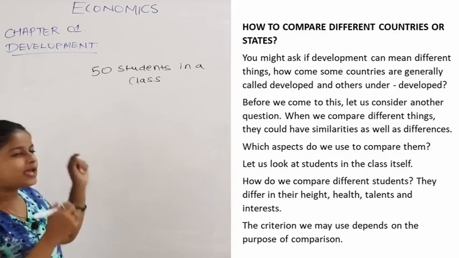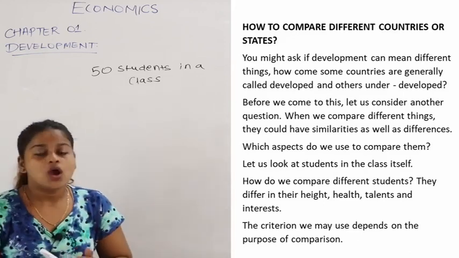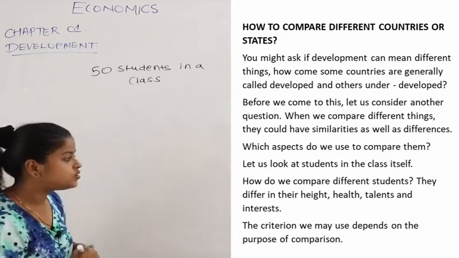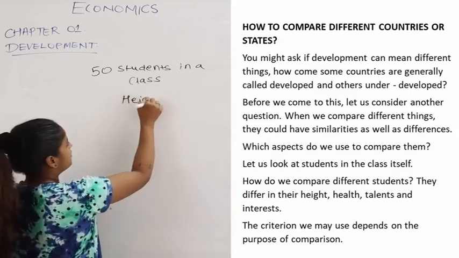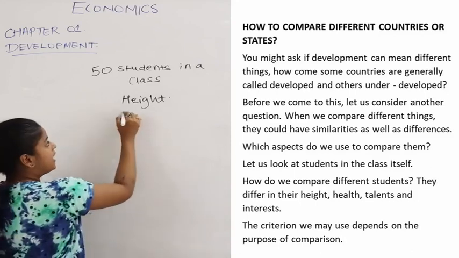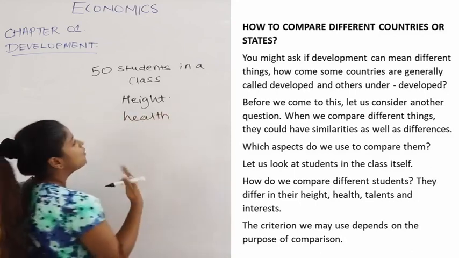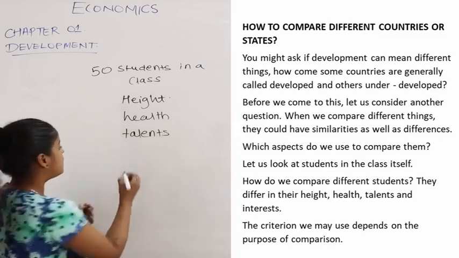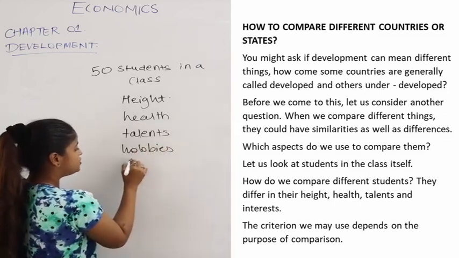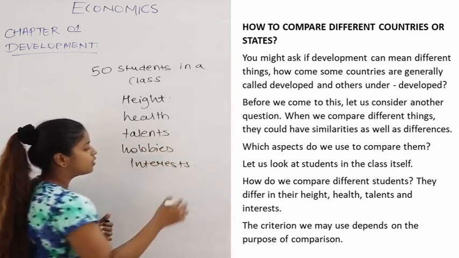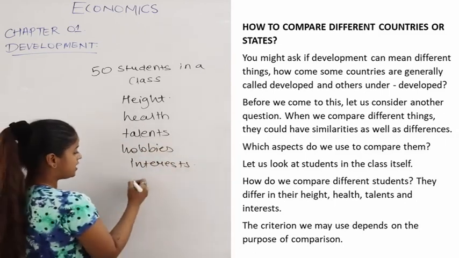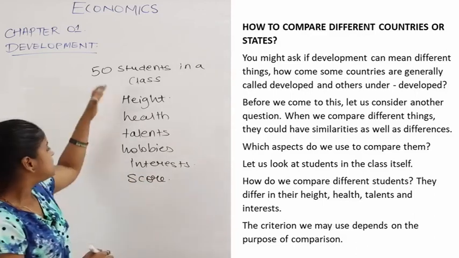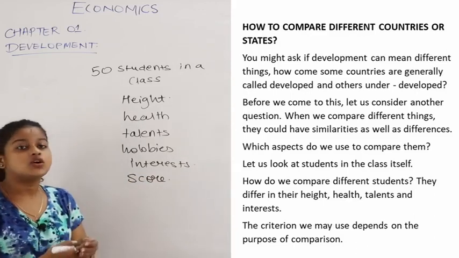Now each of them would have one unique quality. So if we want to compare these students, what points can we take? We can take their height, their health conditions, their talents, their hobbies and interests. We can consider how studious they are, and consider their score, so that we can know how studious they are. So these are some of the factors that we can consider when we are comparing.